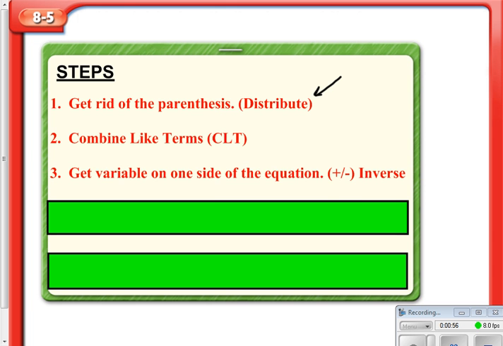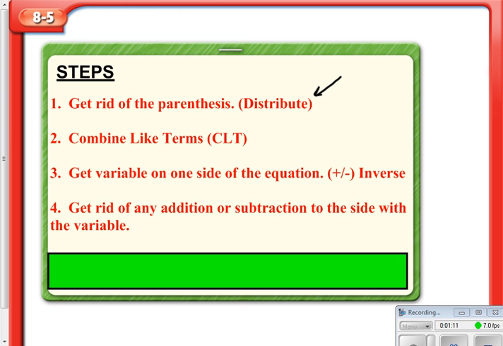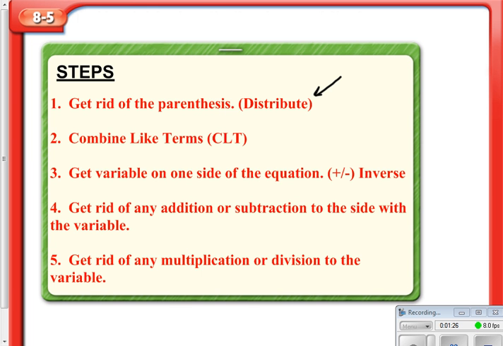Third step is to get the variable on one side of the equation, and you do this by adding or subtracting. Do the inverse. If it's a positive 4x, you need to subtract 4x. Fourth step is to get rid of any addition or subtraction to the side with the variable. So once you get the variable on one side, you need to get rid of any addition or subtraction on that side with the variable. And your fifth and final step, and you could have 5 steps today, so we're adding all these steps together, is to get rid of any multiplication or division done to the variable itself.